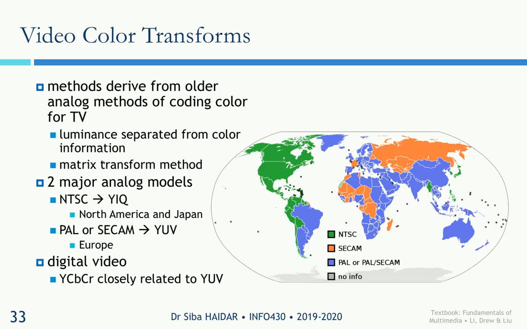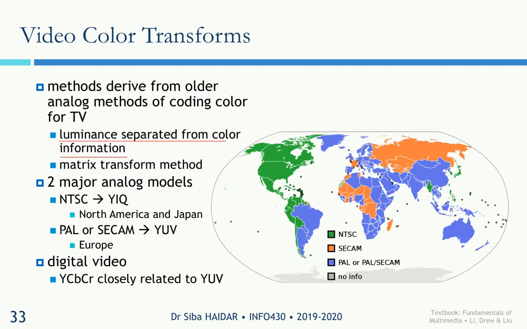So whatever the coding scheme is, whatever the compression is, we don't touch the luminance channel. That's why the video color schemes separate the luminance from the color information.